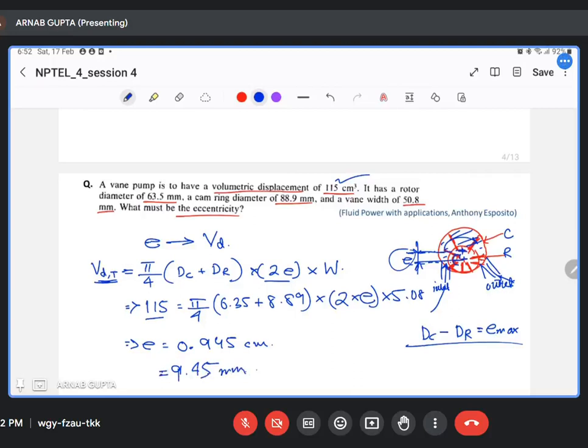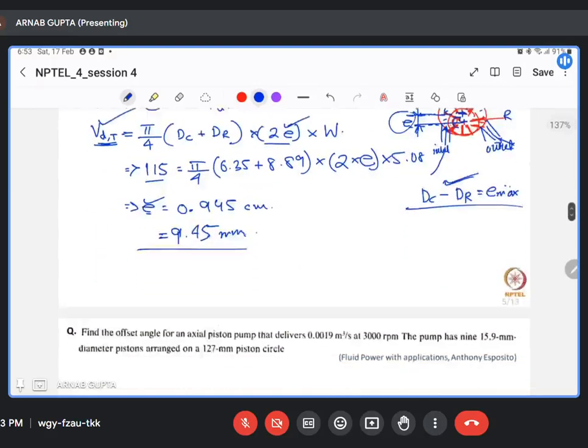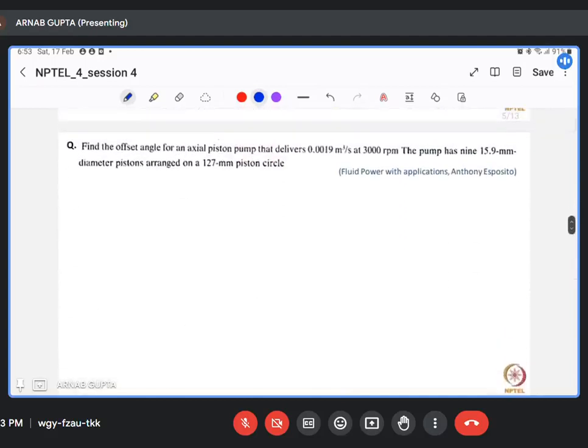Okay. If you're asked to calculate the maximum volume, so if this is a variable displacement pump and you have the option of changing the value of E, then if you're asked what is the maximum volumetric displacement possible, in that case you can substitute the maximum eccentricity in this formula, and accordingly we'll get VD max. That is for the variable displacement type vane pump. Okay, so moving on to the next question. Again, this is also numerical. This is from axial piston pump.